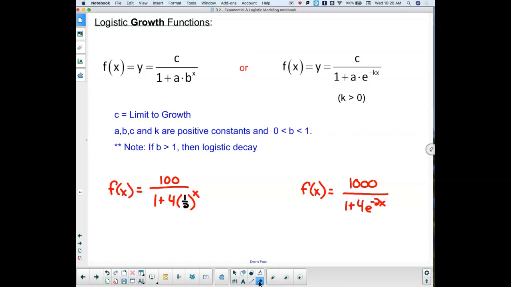The upper asymptote is y equals c. Where do I get c from? The numerator on the fraction. Okay, so we get that. Okay, so then that tells you the range that it's going to be in.